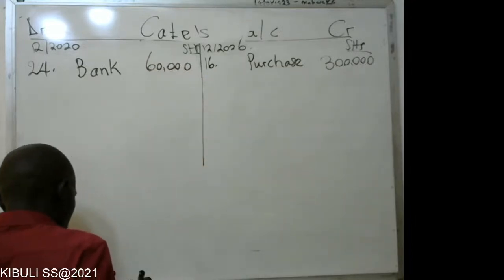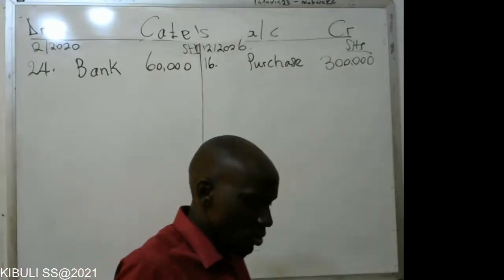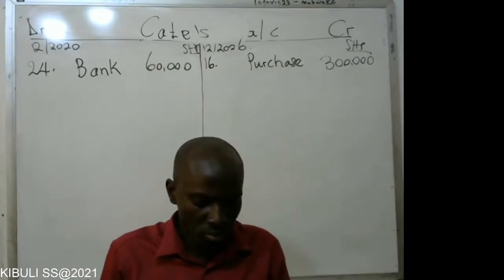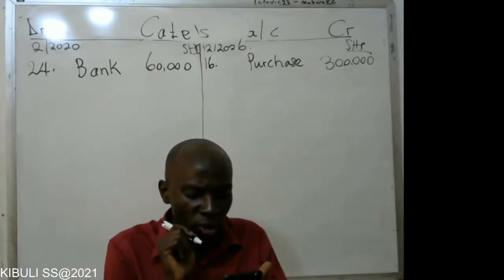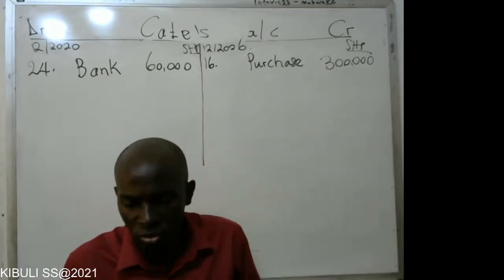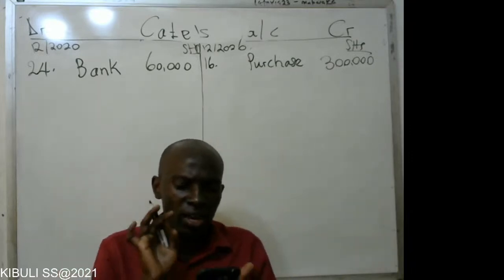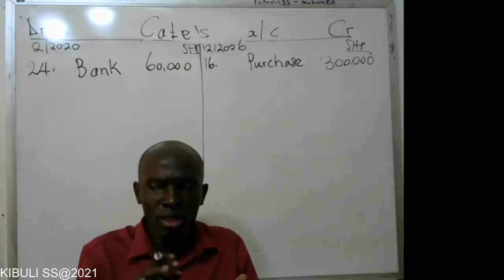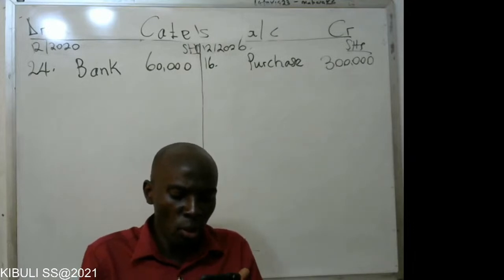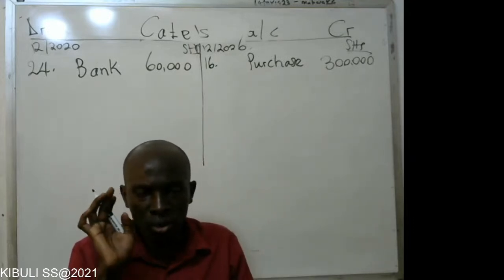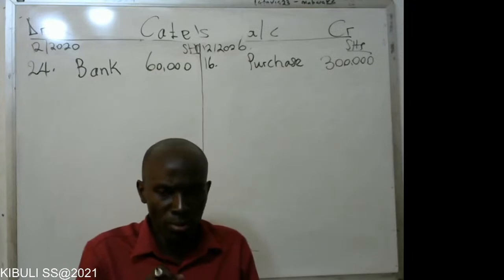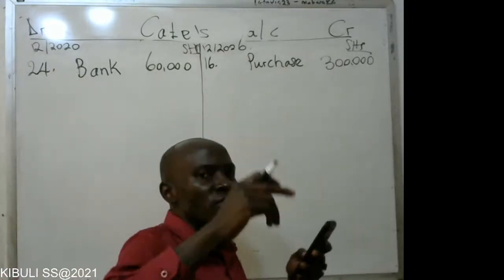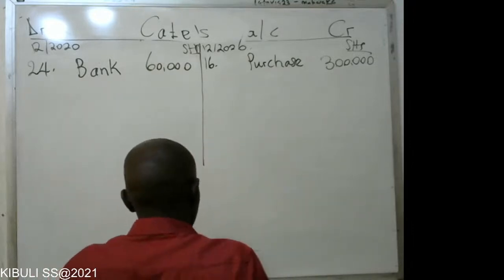So 60,000. Then check again which other transaction is affecting Kate's account. We have a transaction where we have a dishonored check. Can you check through the transactions where we have a dishonored check? Remember, the check was paid to Kate, but now the bank dishonored it, and we recorded on the debit side in the bank column in our cash book. So now when we come to Kate's account, we are going to go to the credit side, and it cancels out. Remember how we explained that.